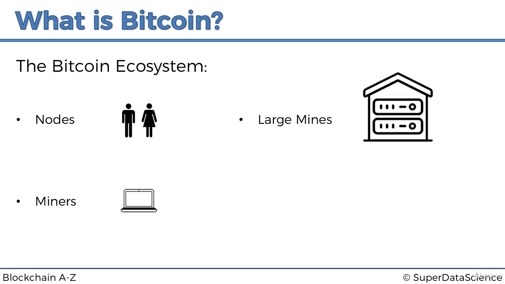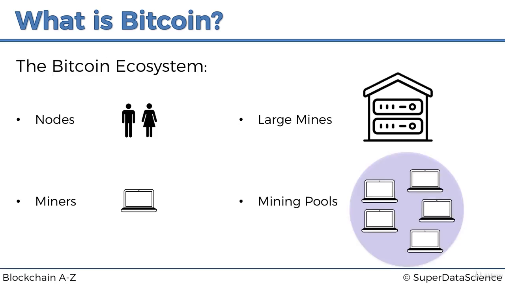There are large miners. We'll see examples of those. These are miners with lots and lots of power, lots and lots of devices and equipment, which make a large contribution to the growth of the chain. And there are mining pools. That's when miners get together to work together on the mining process. So there we go. That is what Bitcoin is all about.